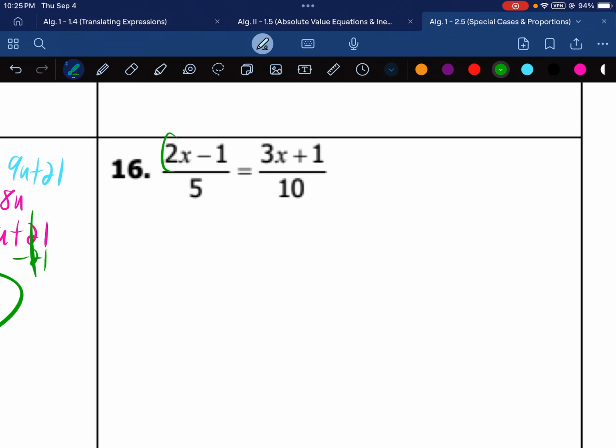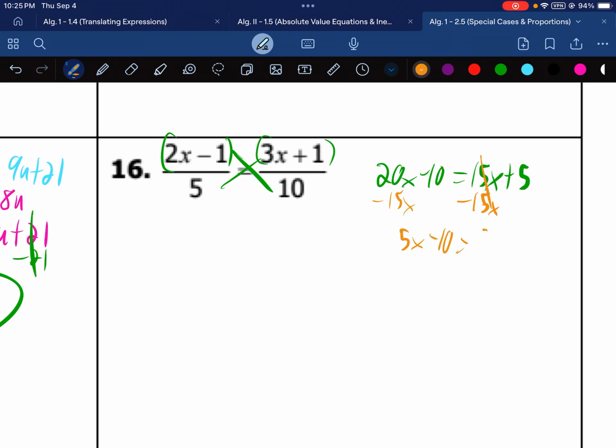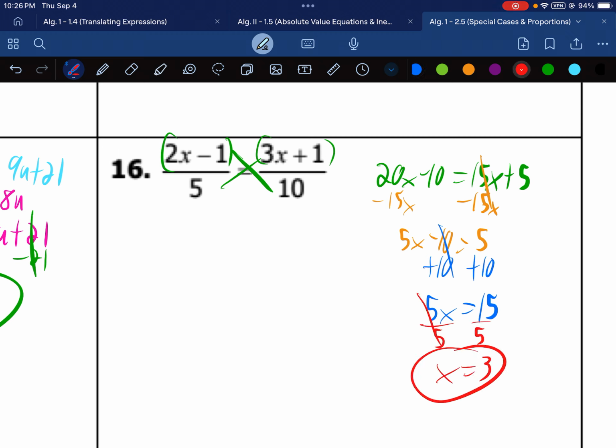Last but not least here, number 16, one diagonal from 2x minus 1 times 10 would be 20x minus 10. The other diagonal gives us 15x plus 5. Subtracting 15x from both sides, 5x minus 10 equals 5. Adding 10 to both sides, 5x equals 15. And dividing by 5, x equals 3. And that wraps up Algebra 1, Section 2.5.